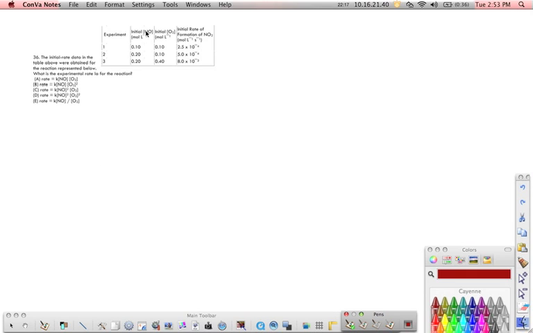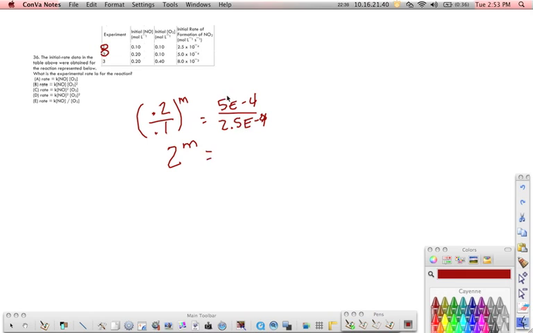So with NO, with nitrogen monoxide, it looks like we're going to use experiments 1 and 2. So 0.2 over 0.1 raised to the n power is equal to 5e negative 4 over 2.5e negative 4. No calculators on this part. So you see 2 to the m is equal to, basically these e to the negative 4s are gone, so 5 divided by 2.5 is 2. So m equals 1. So we can cross out C and D.